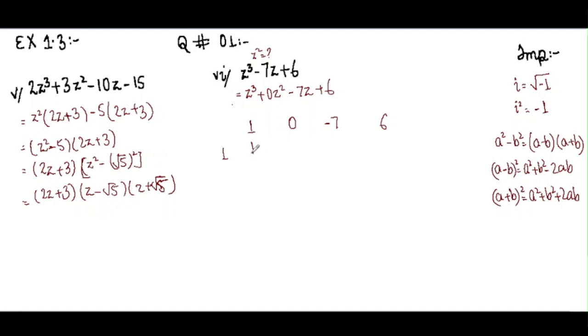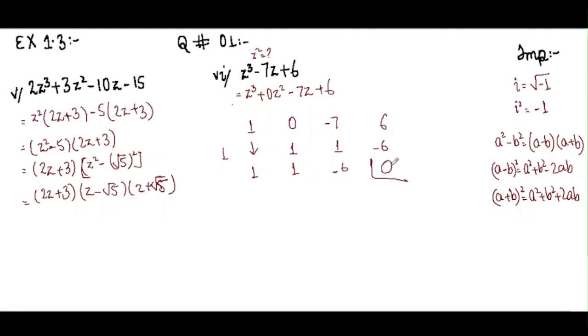First of all, we bring down the 1 as it is. Now we multiply this term with this term: 1 into 1 gives us 1. Now we add these two terms: 0 plus 1 gives us 1. Again we multiply: 1 into 1 gives us 1. Now minus 7 plus 1 gives us minus 6. Now minus 6 into 1 gives us minus 6. And 6 minus 6 gives us 0.